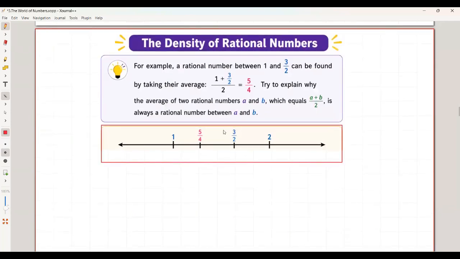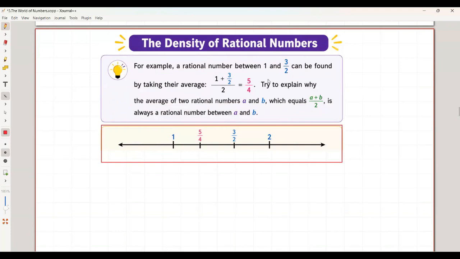The next one is the density of rational numbers. That means we are going to identify how many rational numbers can lie between any 2 rational numbers. For finding the rational numbers in between any 2 rational numbers, we have 3 methods. One is the average method. Another is making the denominator the same by taking the LCM. The third is the decimal expansion method. Here I'm explaining the average method.